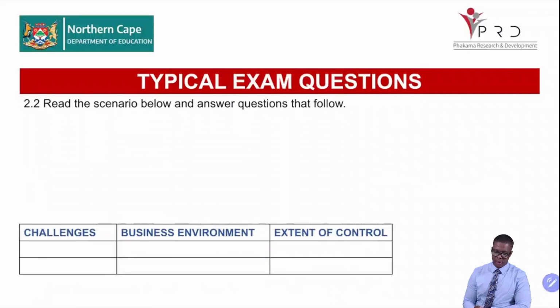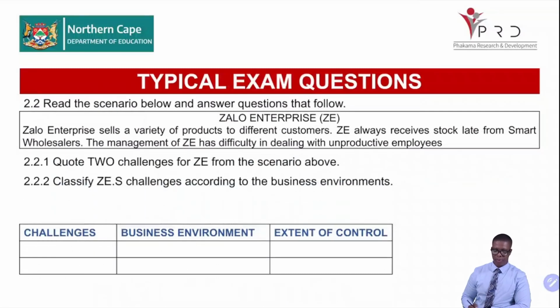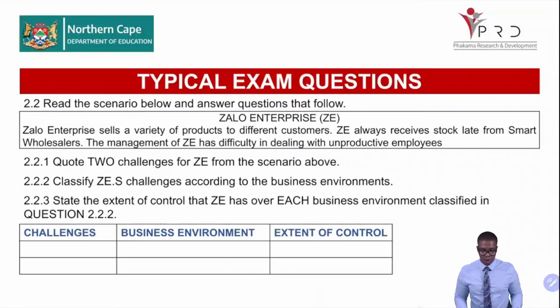And these are the typical 3, 9 marks or 6 marks questions that you should take advantage of. We have Zalo Enterprise, and we have these 3 questions that we should be able to answer. Zalo Enterprise sells a variety of products to different customers. Now, ZE always receives stock late from Smart Wholesaler, and the management of ZE has difficulty in dealing with unproductive employees. Now, quote 2 challenges from ZE from the scenario above.